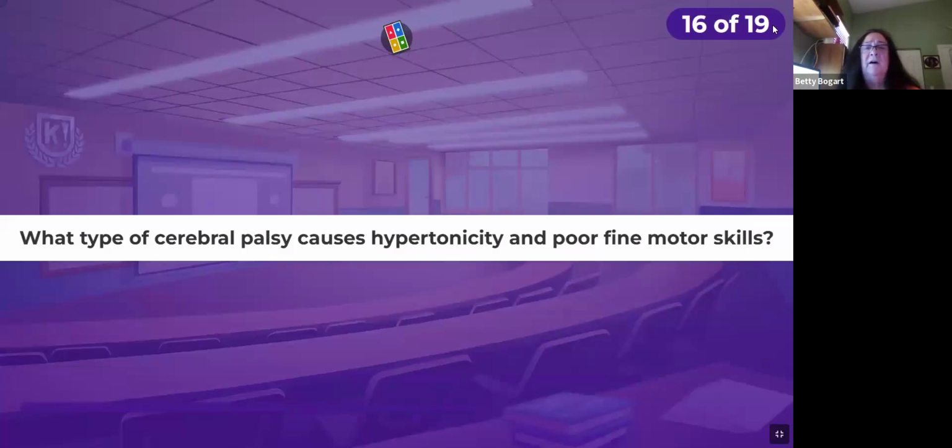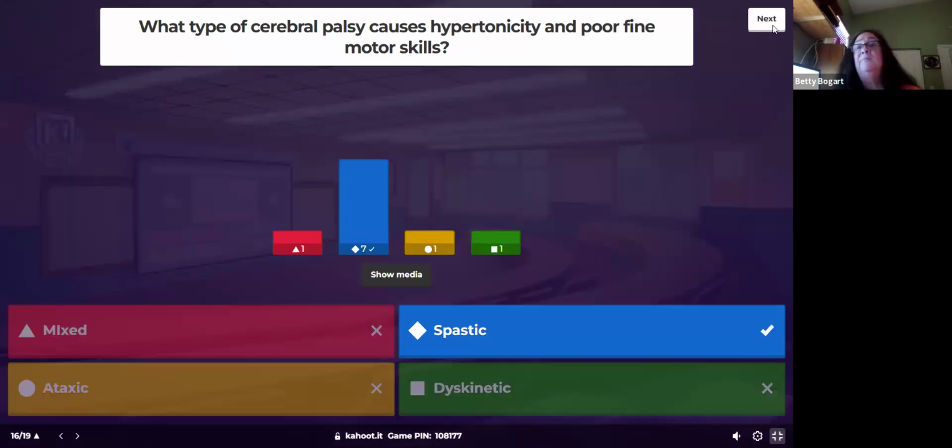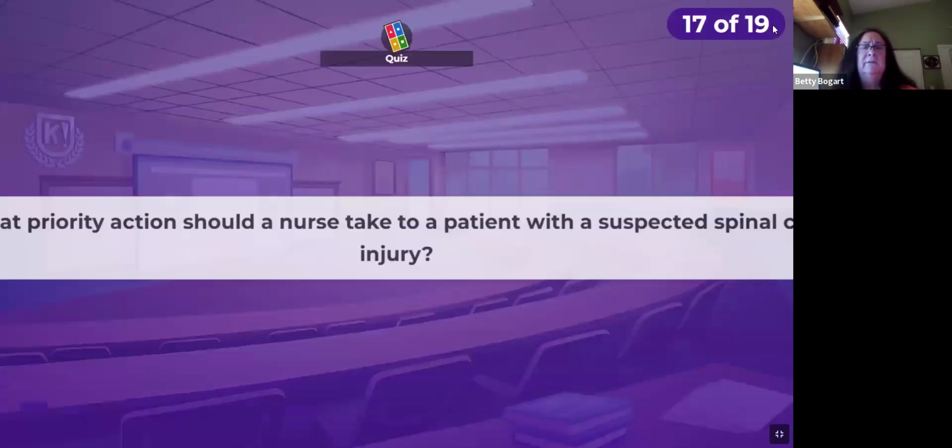What type of cerebral palsy causes hypertonicity and poor fine motor skills? When we think of cerebral palsy, this is what we usually think of. And it's called spastic cerebral palsy. This is the one where they're very spastic and they really need help moving, and maybe a wheelchair or a walker or help eating. That's usually what we think of.